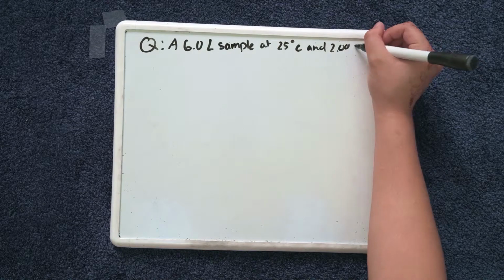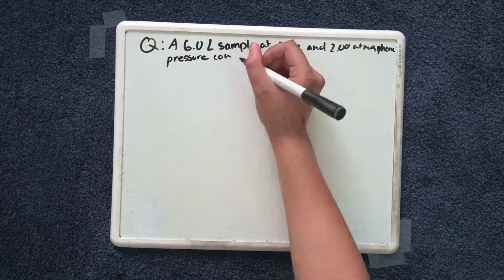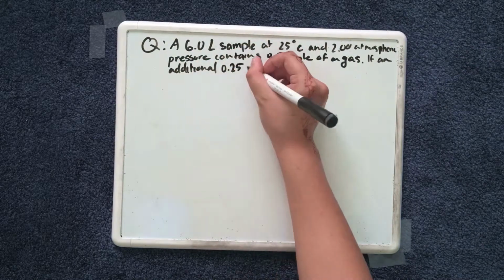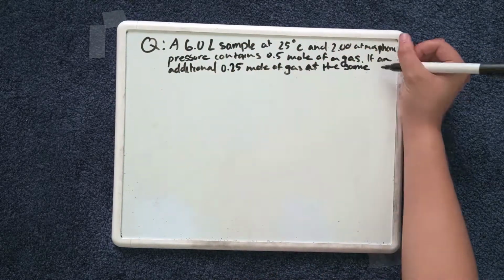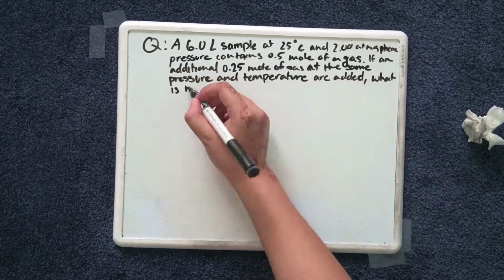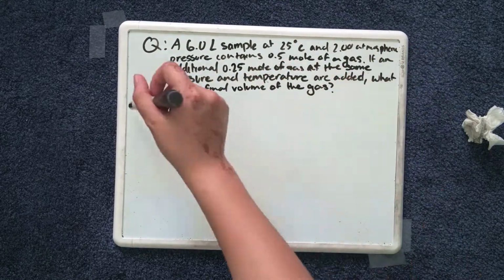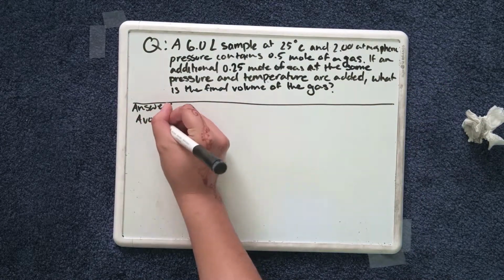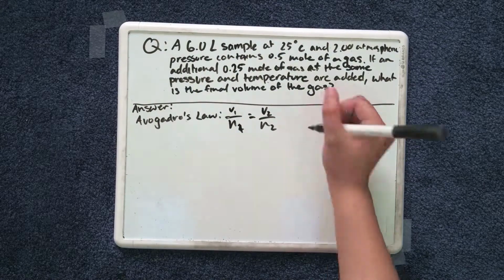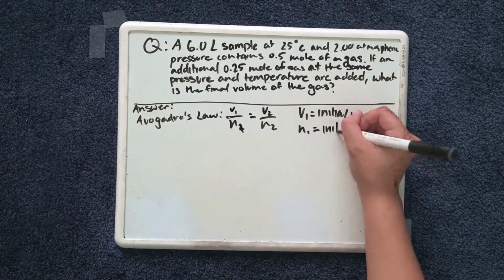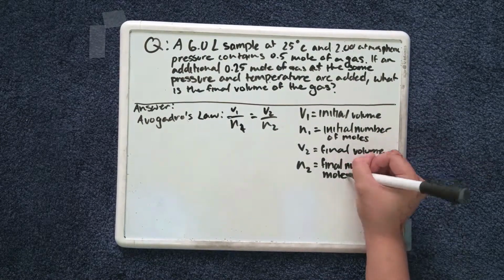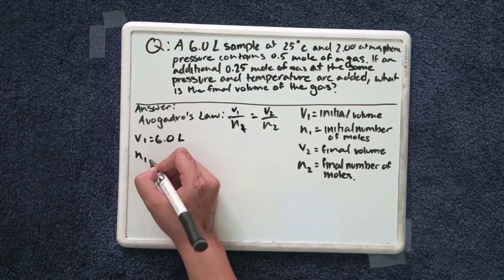A 6.0 liter sample at 25 degrees Celsius and 2.00 atmosphere pressure contains about half a mole of a gas. If an additional 0.25 mole of gas at the same pressure and temperature is added, what is the final total volume of the gas? Our solution is we first express Avogadro's law by its formula: V1 divided by N1 is equal to V2 divided by N2, where V1 is the initial volume, N1 is the initial number of moles, V2 is the final volume, and N2 is the final number of moles.